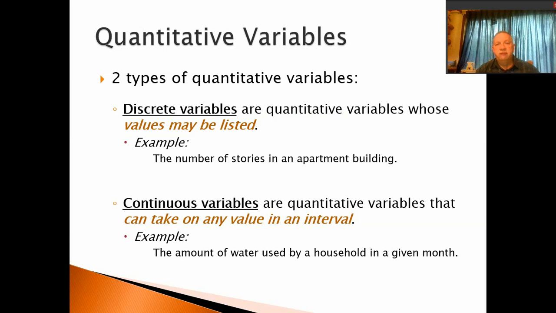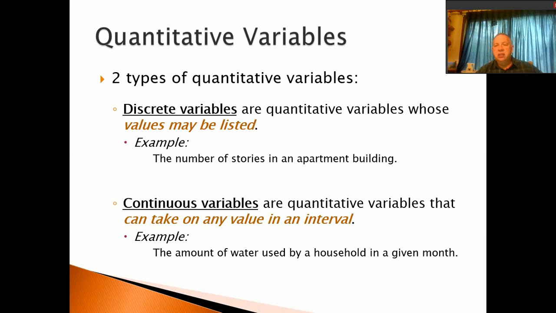If we talk about quantitative variables, we want to talk about two types. Discrete variables, and discretes are quantitative. Those are numerical, whose values may be listed. And when I say listed, it is just 1, 2, 3, 4, 5, 6, 7 of them. The number of stories in an apartment building, the number of records sold in a week. So those are discrete variables. They're only 1, 2, 3, 4, 5, 6, or basically that type.